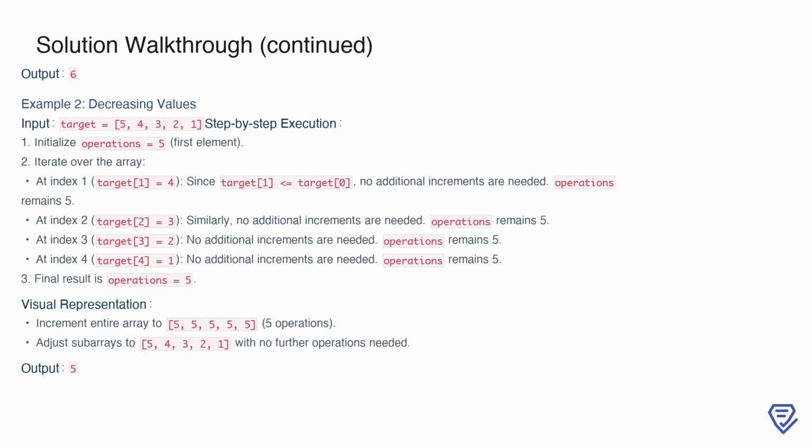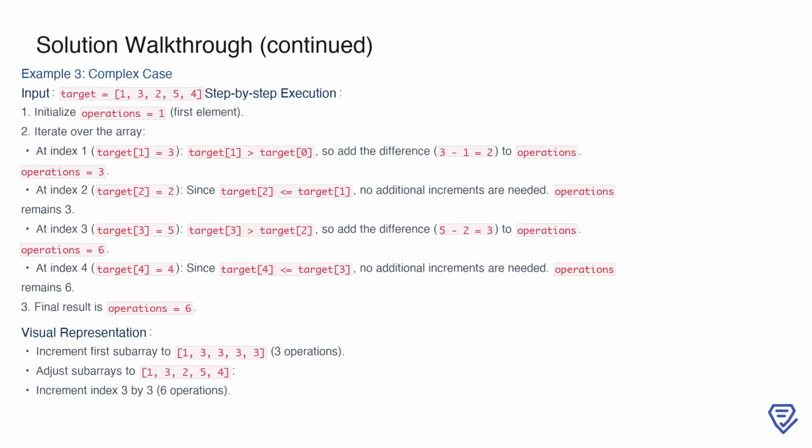Operations remain at 5. The same logic applies to indices 2, 3, and 4, as each subsequent value is less than or equal to the previous one. No further operations are required, and the total remains 5. The visual representation highlights that while we initially increase the array to 5, 5, 5, 5, 5, the rest of the target array can be achieved without any additional work, making the final result 5.